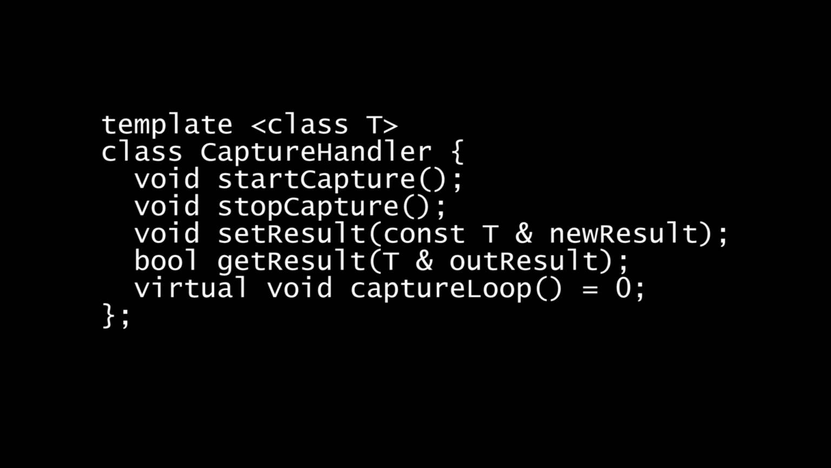For this, I'm using a small class that lets me implement a producer-consumer model. The producer derives from this class and implements the loop function. Once a capture has occurred, it's stored using the setResult method. The consumer owns an instance of this class and can simultaneously check for and fetch new data by calling getResult. If a new capture is available, it's returned in the passed output parameter, and the method returns true. Otherwise, it returns false, indicating there's no new data.